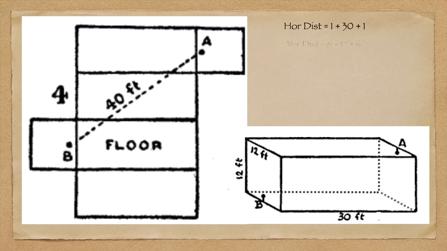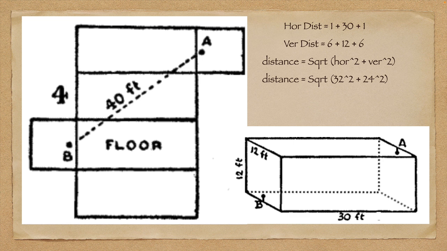So the horizontal distance in this case is just 1 on the top, 30 across, and 1 in the bottom. The vertical distance is the 6 that he needs to travel to, looking at the net here, right? So the 6 that he needs to cross to get to the top, then the 12 that he needs to move down all the way from top to bottom, and then 6 again to get to the point B. So here it's 32 square plus 24 square. Square root of that would be 40, which would be the answer.